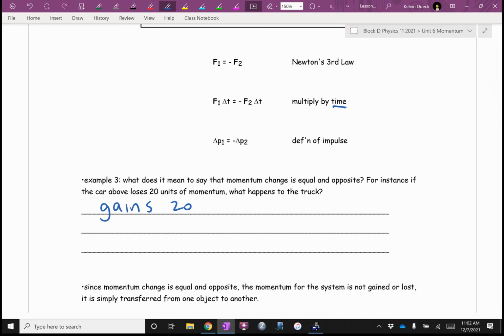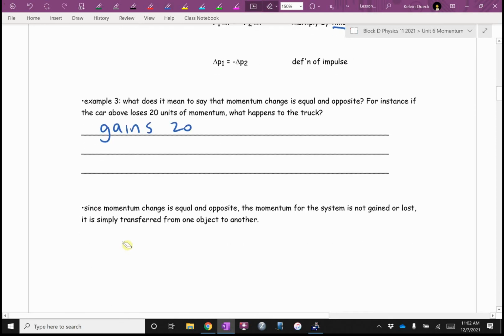If you start off with 1,200 kilogram meters per second of momentum before the collision, do you know how much momentum you're going to have after the collision? 1,200 kilogram meters per second. Momentum for a system is not gained or lost. It's transferred from one object to another. Usually because momentum is mass times velocity, and the masses aren't changing, it means at least one object in a collision is going to change its velocity.